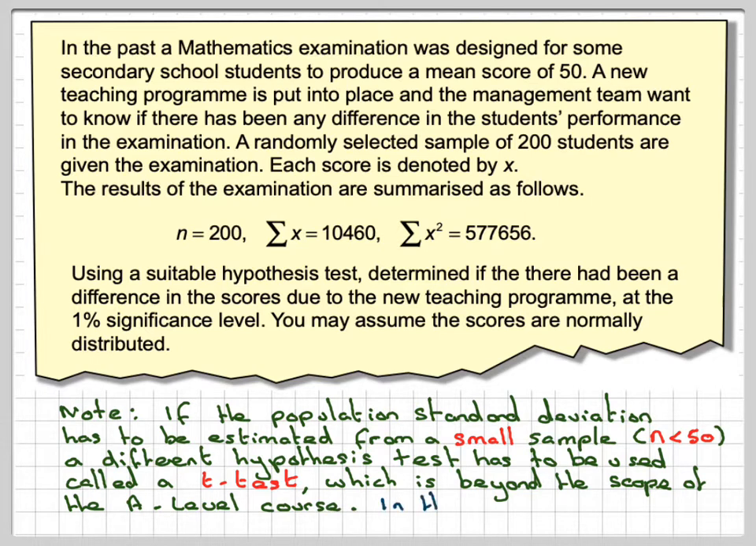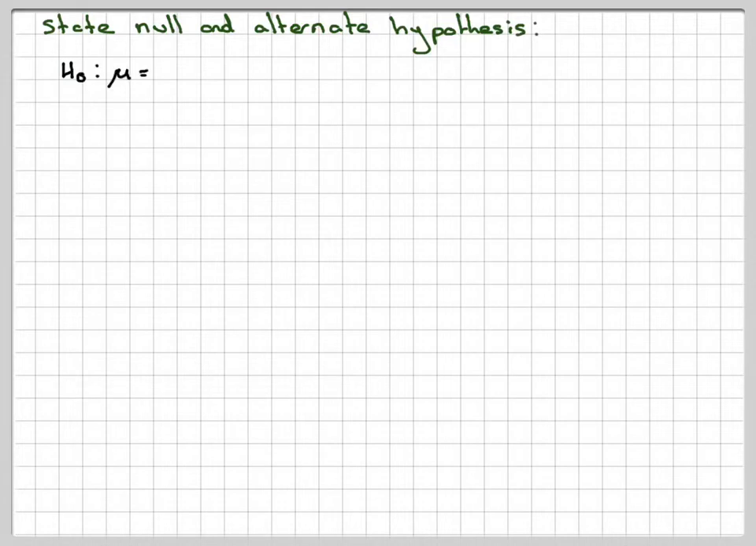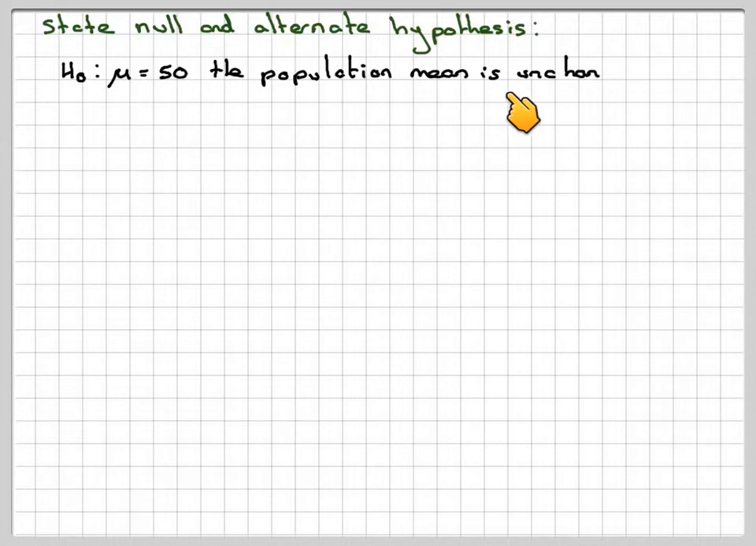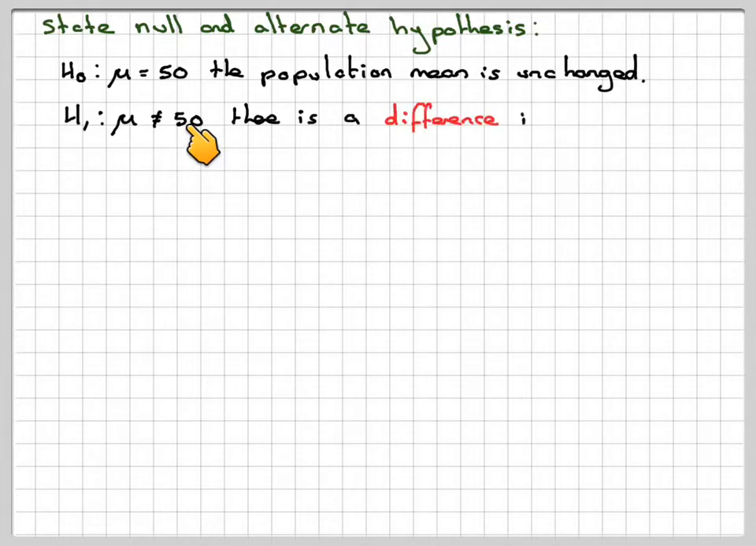Right, so in this example, though, we have n is 200, therefore we can use a normal distribution, and this is how we proceed. So, again, same idea, you state the null and the alternate hypothesis. H0 will be that mu is equal to 50, the population mean is unchanged, and H1, mu is not equal to 50. We're not asked to look for a definite increase or decrease, we're just asked to see if there's a difference in the population mean.